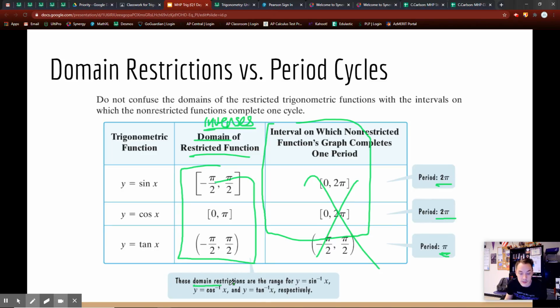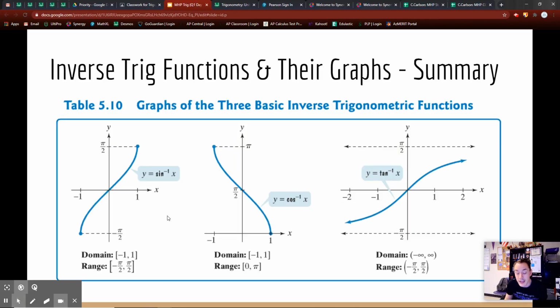These are the domain restrictions for inverses of sine, cosine, and tangent respectively. So this is the inverses, the domain restrictions. So know the difference. Do not confuse domains with restricted trigonometric functions with intervals on which non-restricted functions complete one cycle of their period. I thought that was helpful to include. And this is just summarizing everything we did.